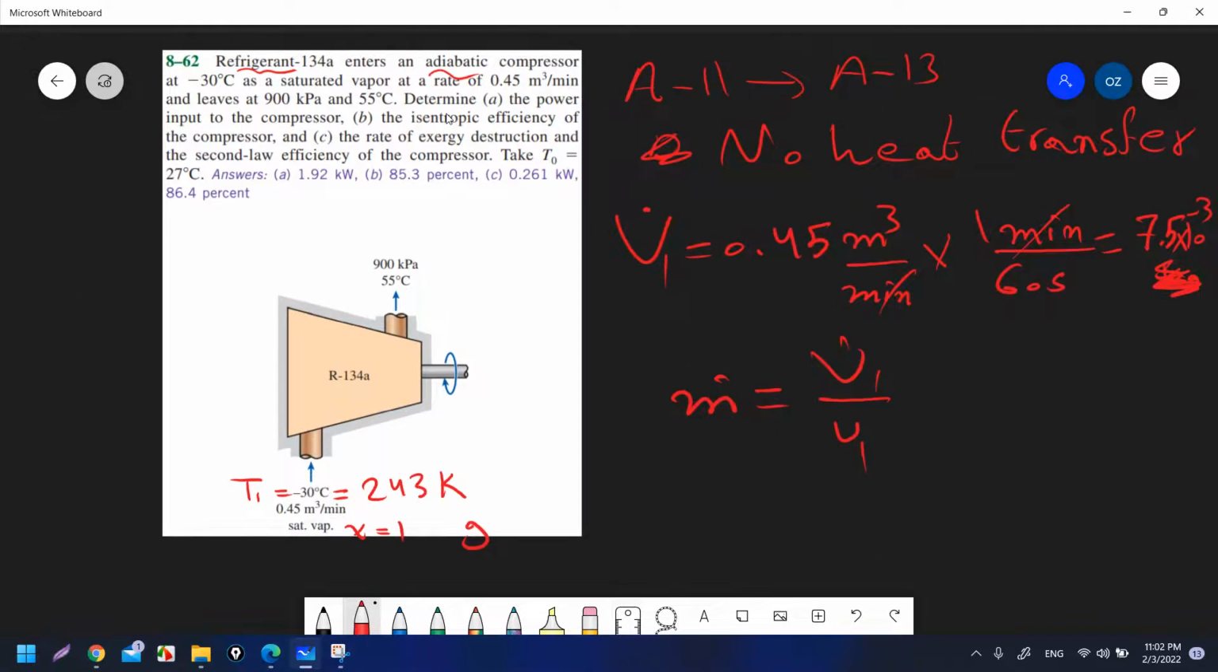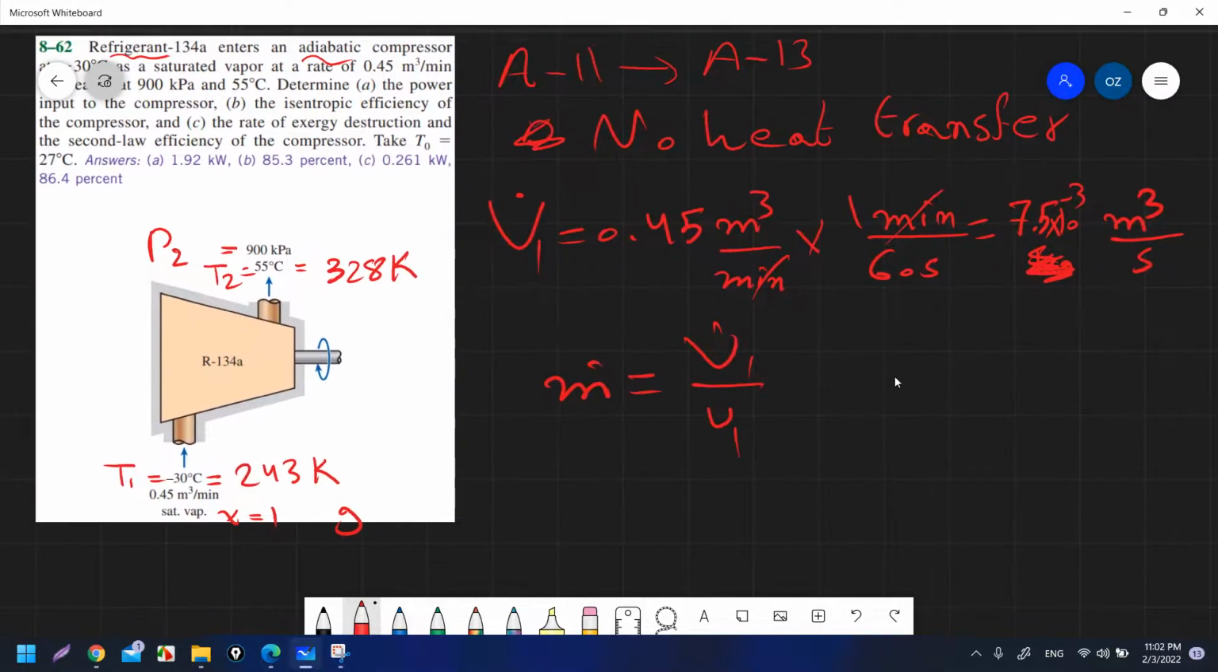He said also it leaves at 900 kilopascal. So P2 is 900 kilopascal. T2 is 55 degrees Celsius, and in Kelvin 328 Kelvin. Okay. He wants me to determine the power input of the compressor. He didn't say the reversible power, only power. So he wants me to find only the actual power.